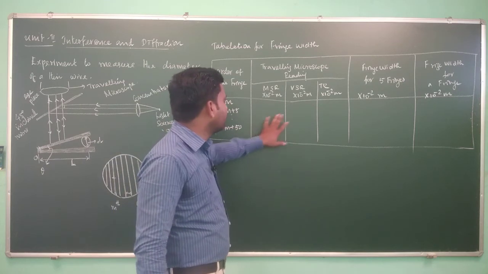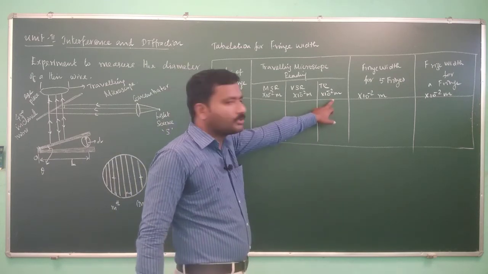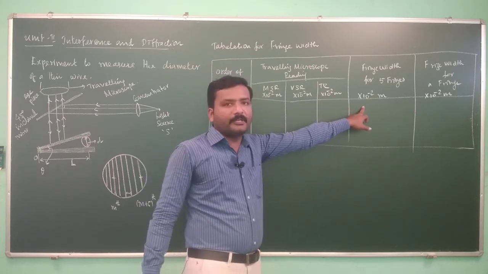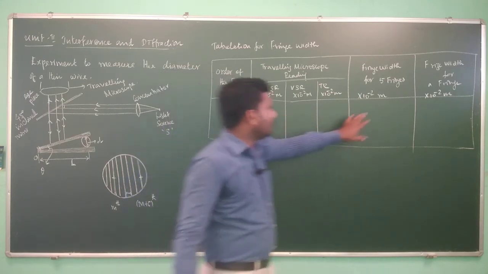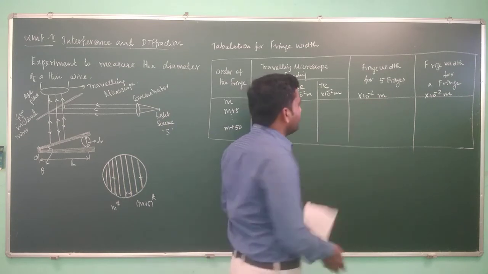So here we are having readings. If we subtract the total reading for the m plus 5th fringe from the mth fringe, we will get the fringe width for 5 fringes. Similarly, we can calculate the fringe width for different cases, right? So that we are having the reading here.